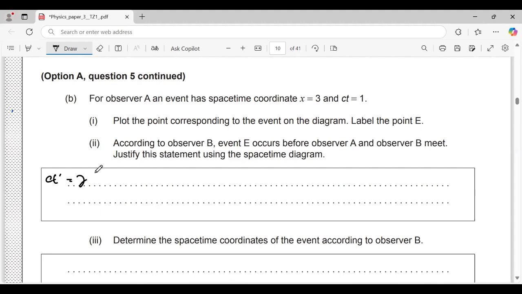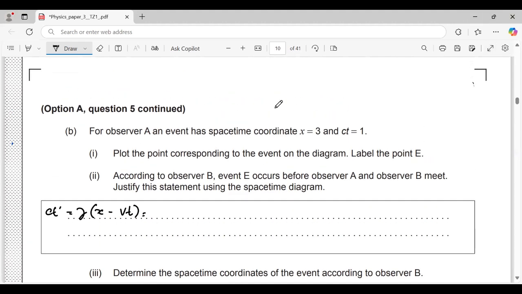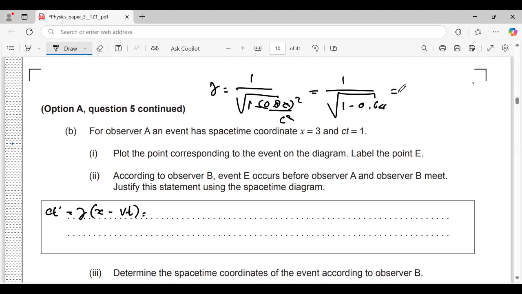ct' is gamma times (ct minus phi x). First, I would like to calculate gamma. The gamma formula is 1 over square root of 1 minus 0.8c squared over c squared. That is 1 over square root of 1 minus 0.64, which is 1 over square root 0.36, 1 over 0.6, and that is 1.66. This one is gamma.